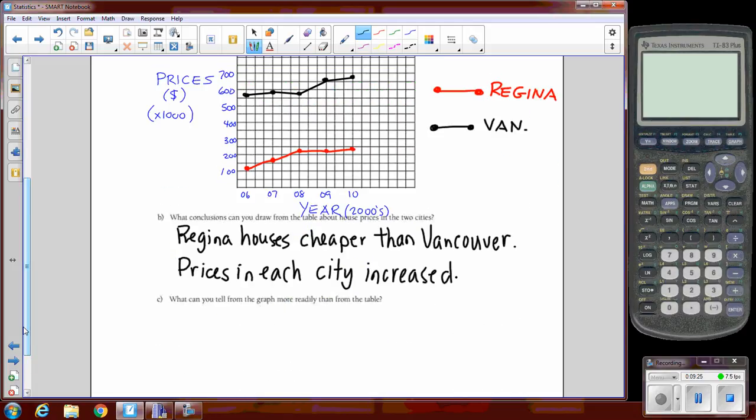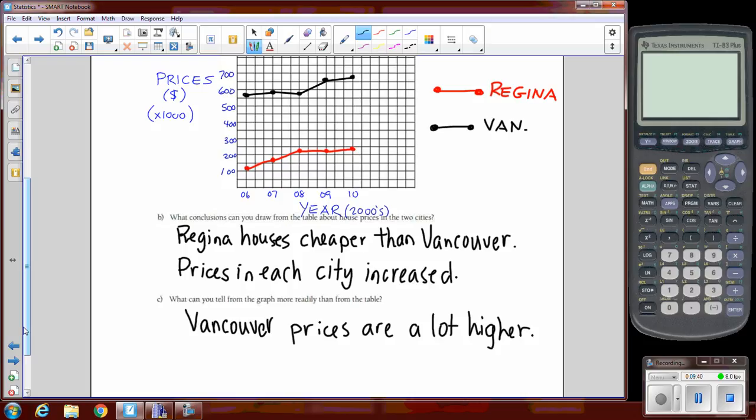The biggest difference you can see is that Vancouver prices are a lot higher. So in the table, we know it's higher. We can see the numbers. But when you see it actually in the graph, all of this shows how much more expensive Vancouver is than Regina. It's a lot more.